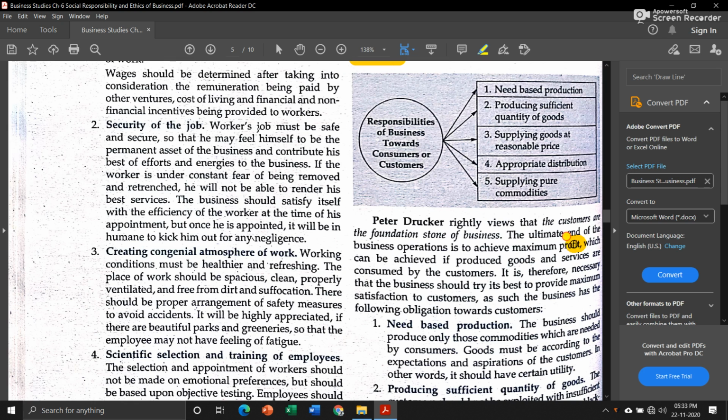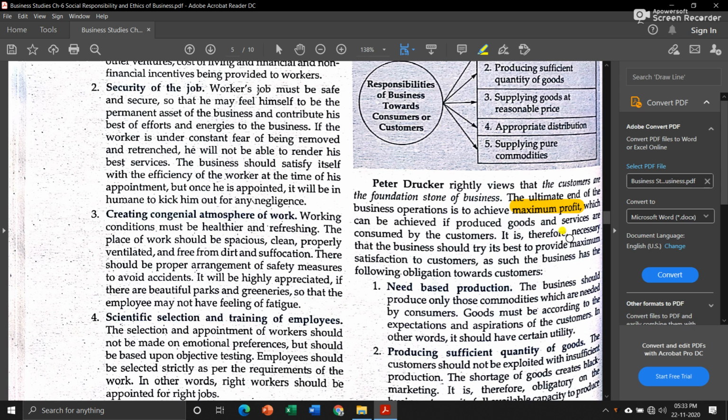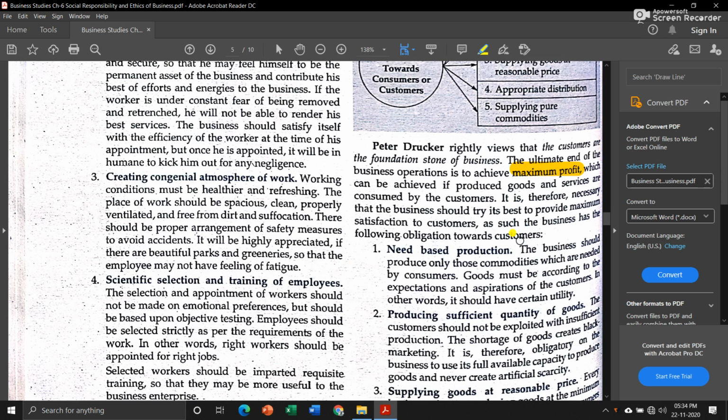As we know, a business's main motive should be to earn maximum profit, but they can achieve that only through selling goods and services to the consumers or customers, and it is only possible if they provide maximum satisfaction to the customer. Until and unless a customer is satisfied, he will not repurchase a product of any business. So they have social obligations or social responsibilities towards consumers. Now, what are those? Let us see.